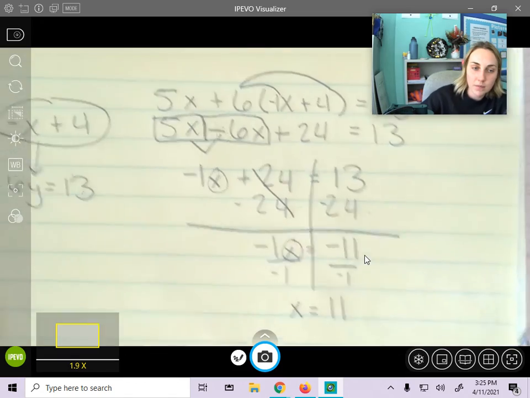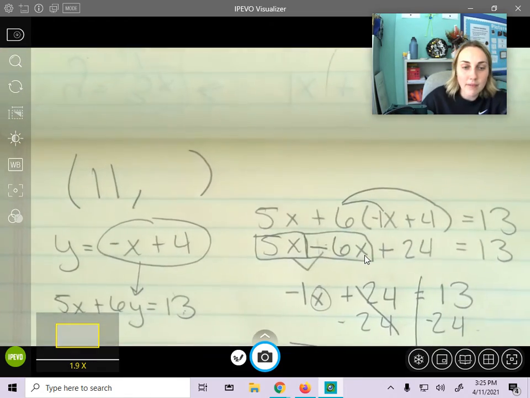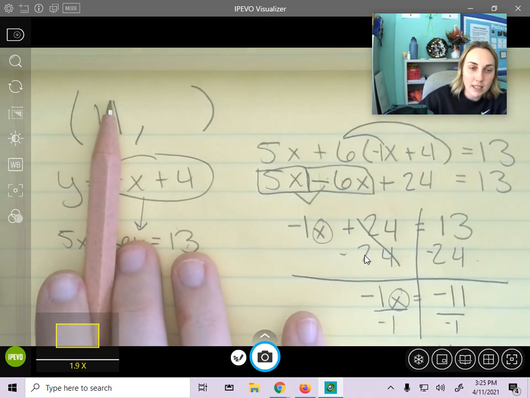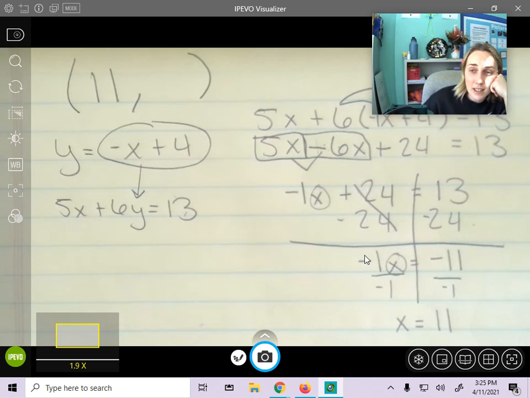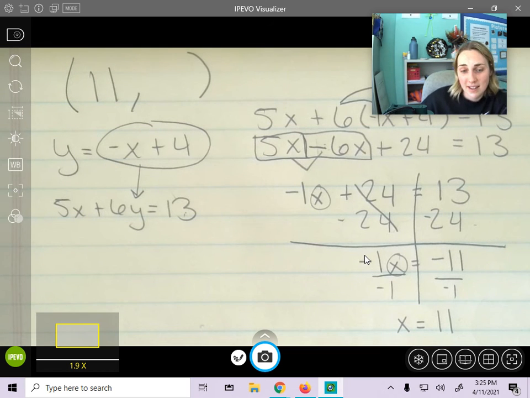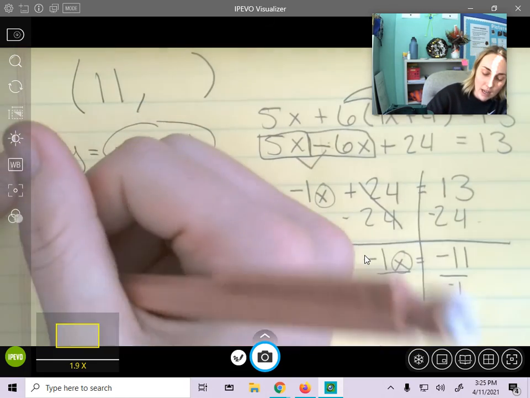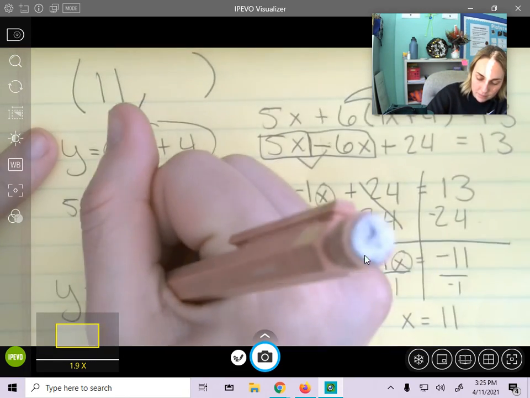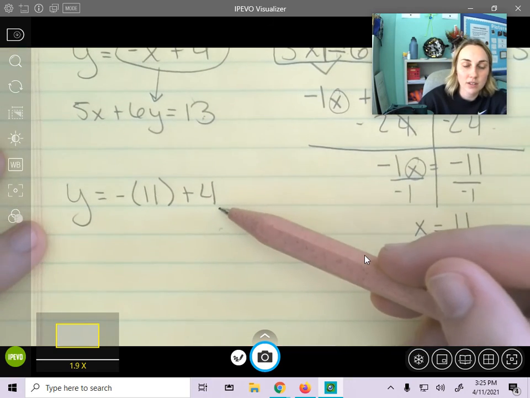Alright, so my ordered pair is going to start off with 11. So now I need to find my y value. I'm going to substitute my x value into one of these equations to solve for y. And I'm going to choose the one that is going to be the easiest. I personally think this first equation would be the easiest one. So I'll substitute my x value into that first equation, and I can go ahead and solve.